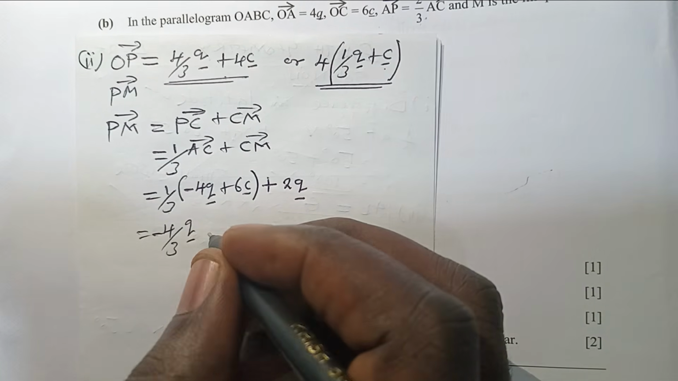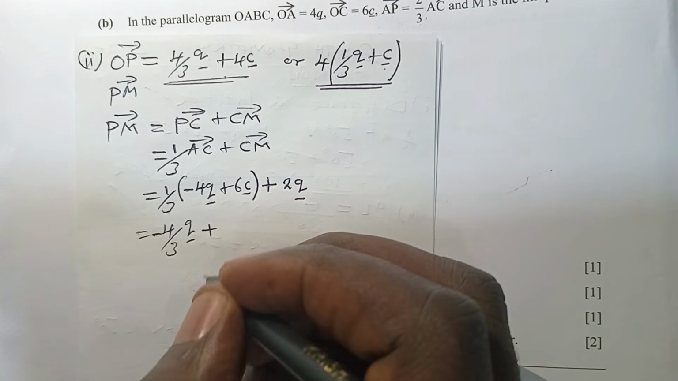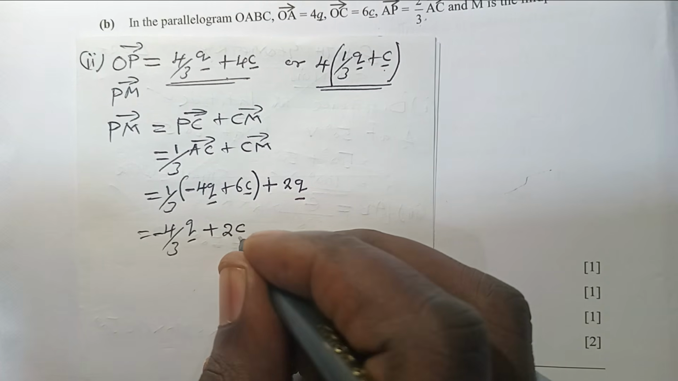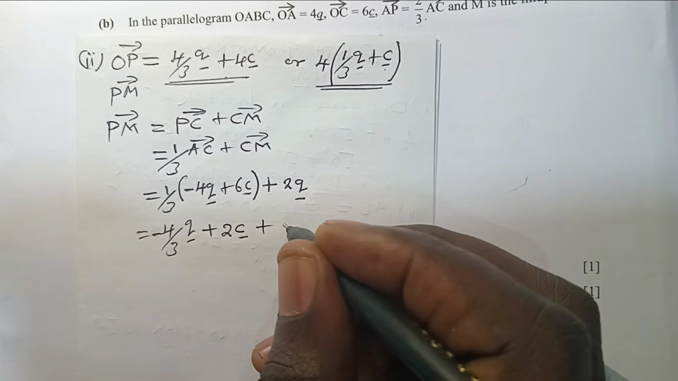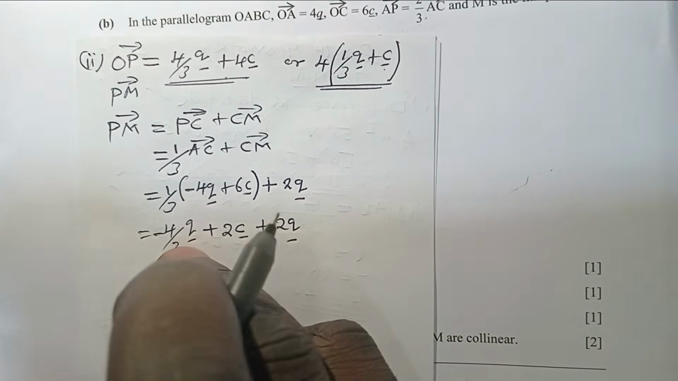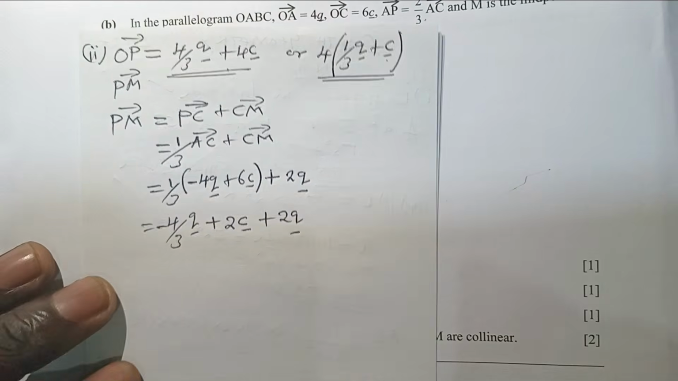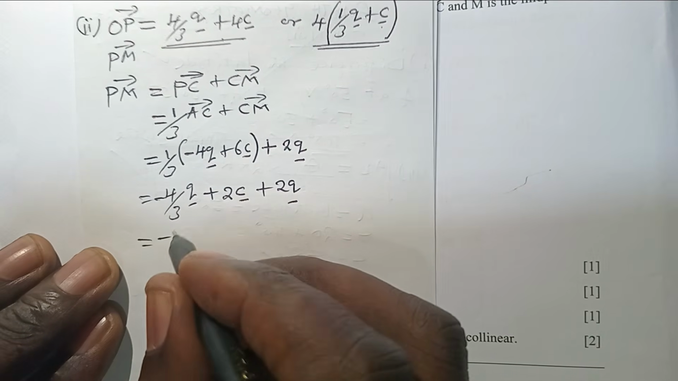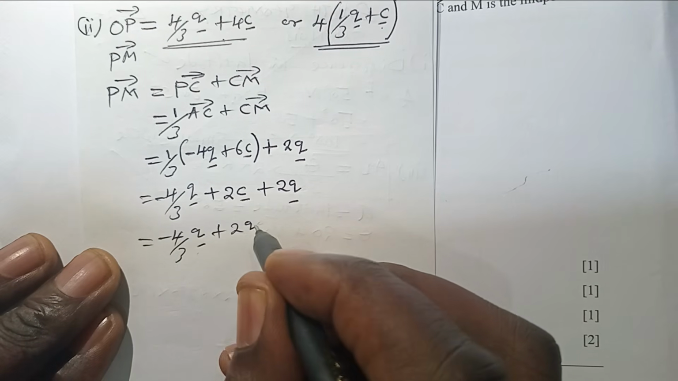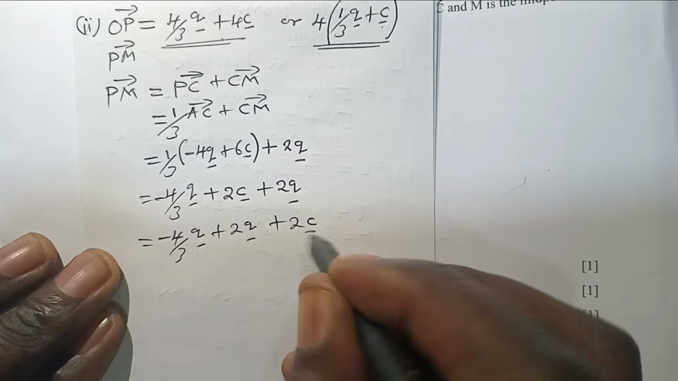Then 1/3 multiplied by 6C under bar is going to give us plus 2C under bar. Then we have plus 2Q under bar. So we can see that this and that one are like terms. We can put them together. So this is going to be negative 4/3Q under bar plus 2Q under bar plus 2C under bar.